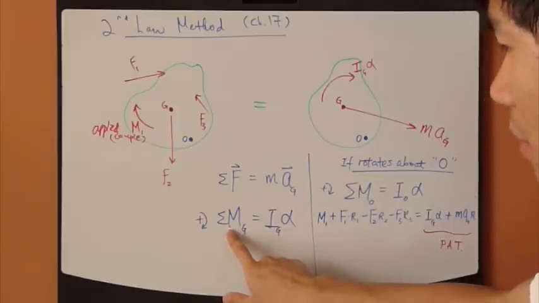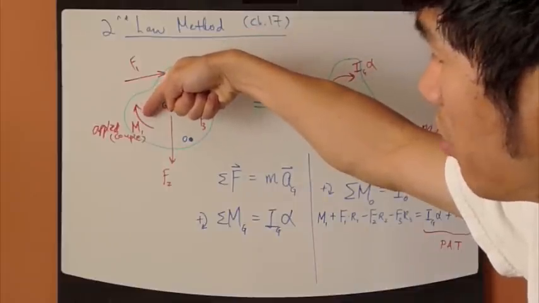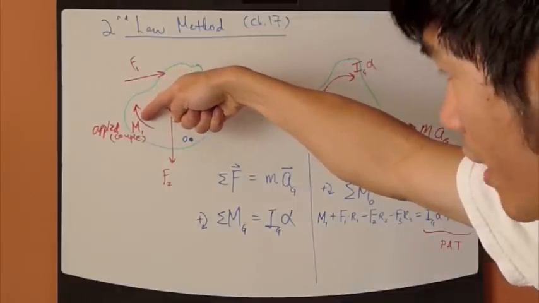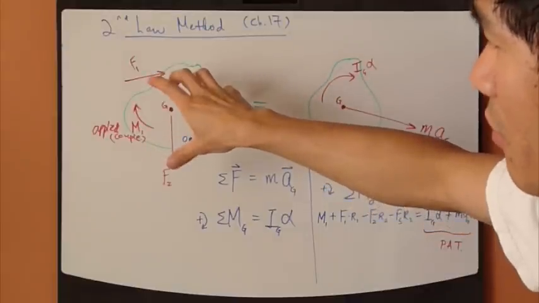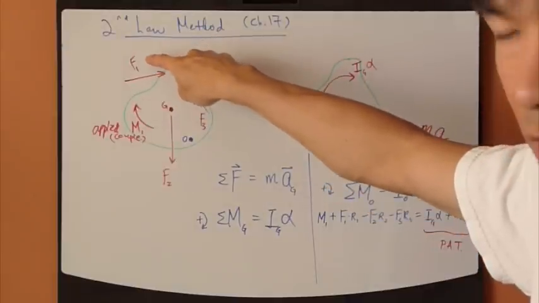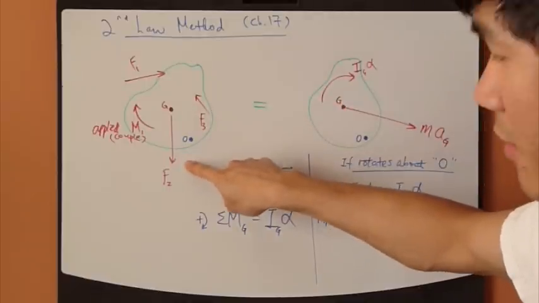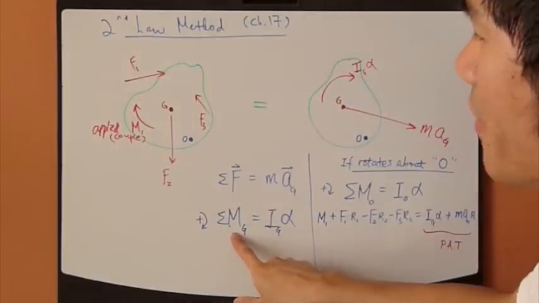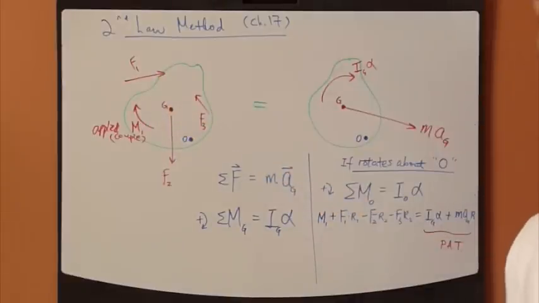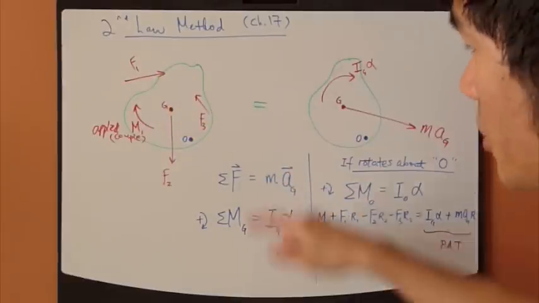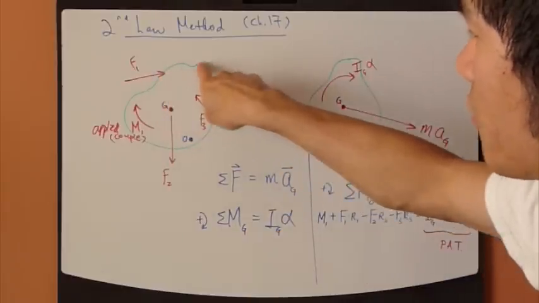What's moment? Well, moment is simply the applied couple as well as any rotational effect from these linear forces. And it's simply force times the distance, the shortest distance between this point G and this force.